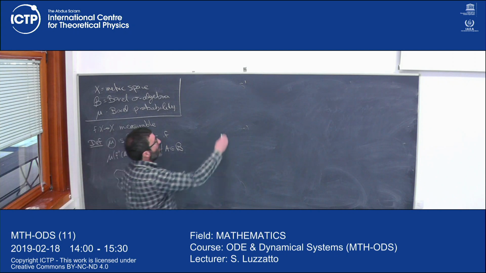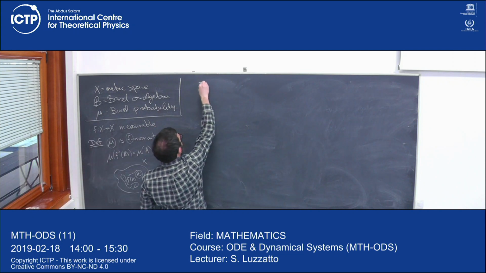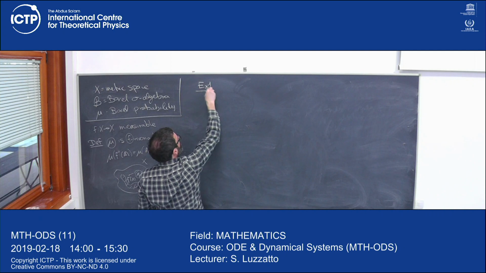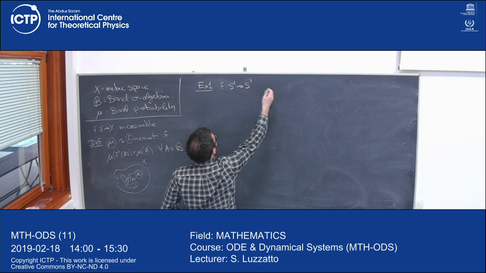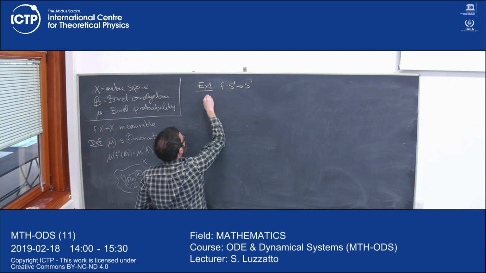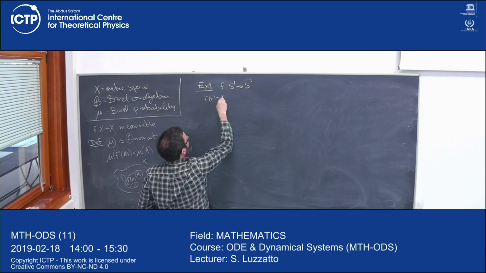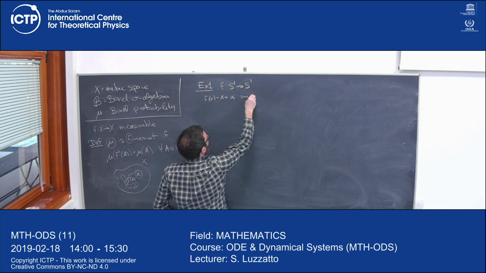So let's see some examples. Obviously, first of all, example 1: let's suppose S1 is the circle and F is a rotation, F of x equals x plus alpha mod 1.